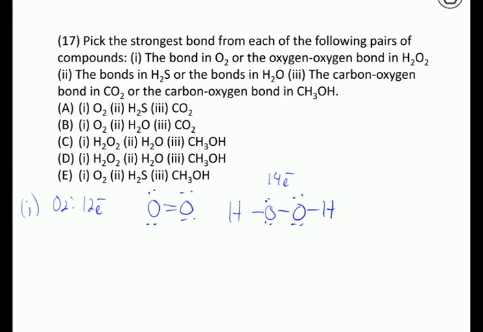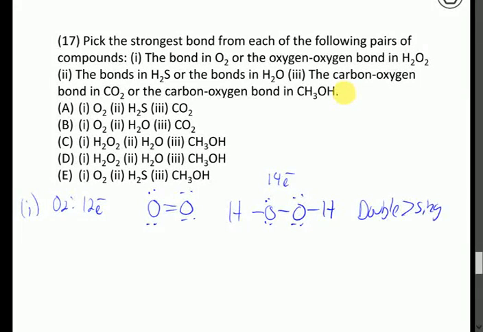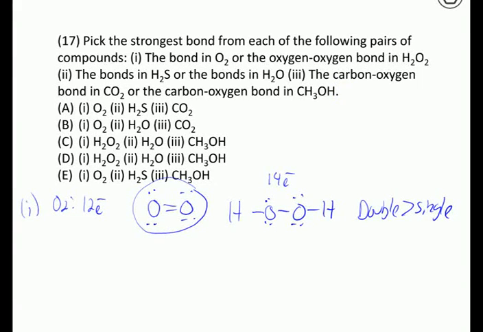So in this case, we're comparing a double bond to a single bond. Double bonds are stronger than single bonds, and so that's going to be the one that's higher. If you're comparing 2 bonds with different bond orders, the one with the higher bond order, the one with the more bonds, is going to be stronger. So that's the stronger of the 2 here.